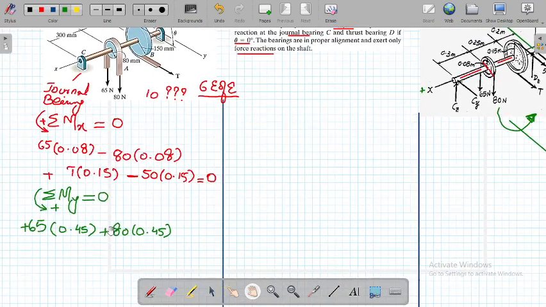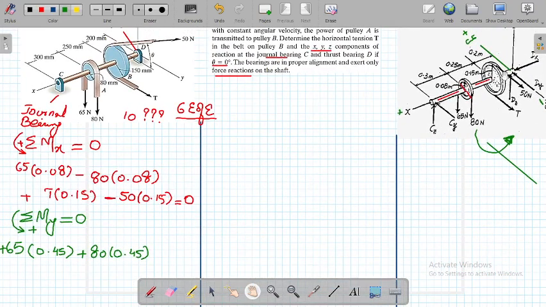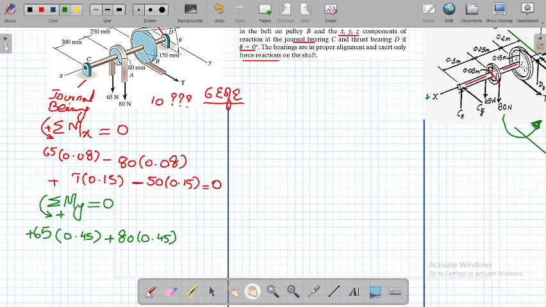And what about the other force we have? This force Cz is along the z-axis, and the moment arm of this force till the origin is 0.3 meter plus 0.25 meter plus 0.2 meter. So what we will write here is that this moment is going to be minus Cz into 0.75.